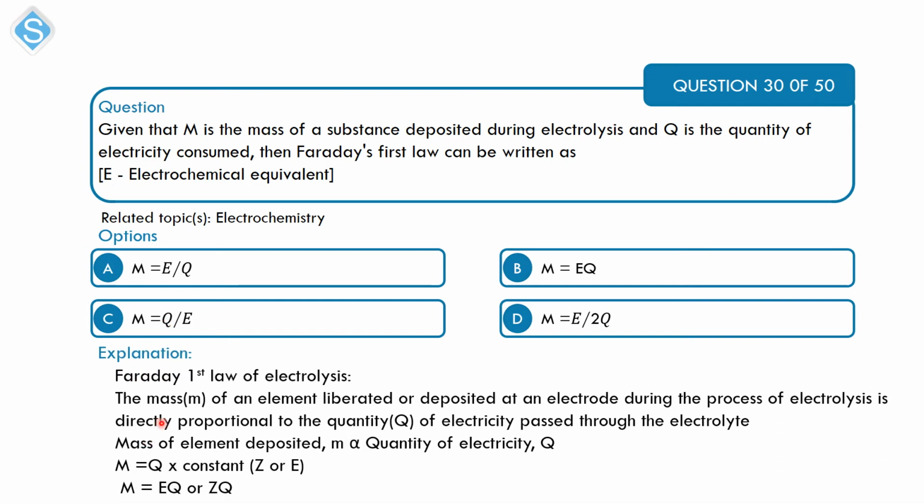Alright, so by Faraday's first law of electrolysis, the mass of the substance that is deposited, this M here, is directly proportional to Q. And so turning that into an equation, you're going to have M equals Q times a constant, where that constant here is the electrochemical equivalent. Usually it is denoted by Z, but in this question you are taking it as E. So you have M equal to Q times E, and that is EQ or ZQ. Of course here it is EQ, and that is option B.